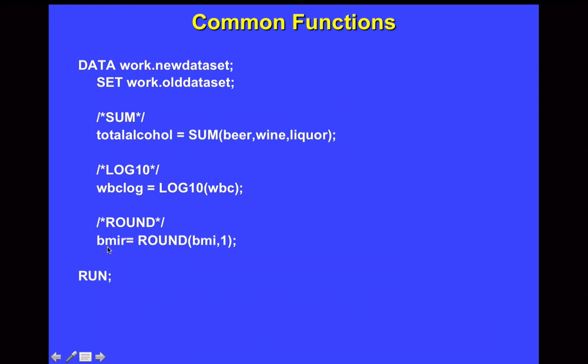The round function is another useful thing. Here I'm creating a variable called BMIR, which is equal to the original BMI variable rounded to the ones place. So you just use the round function, and then the arguments to that would be the variable and some information about how you want the variable rounded. And in this example, by placing a 1 in this place after the comma, you're telling SAS, round this BMI variable to the nearest 1.